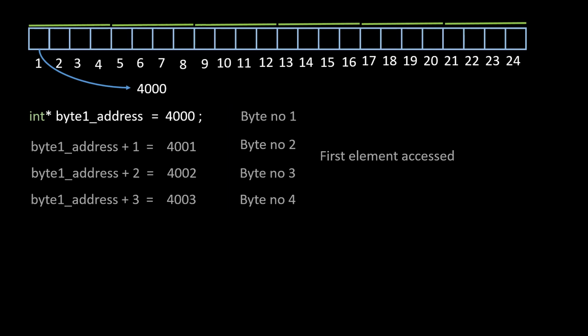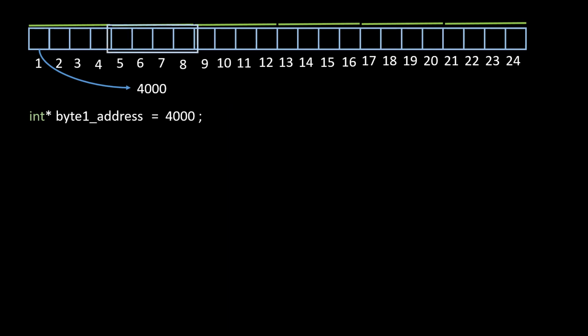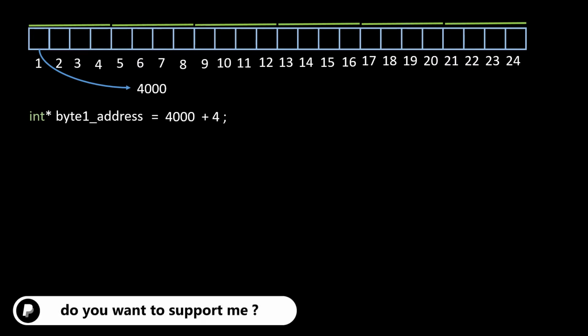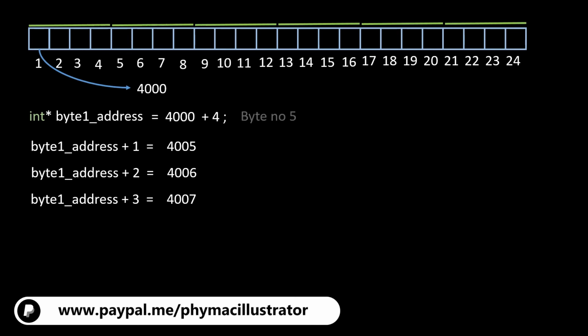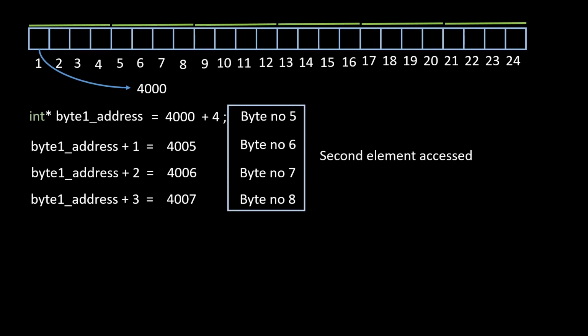In a similar way, if you want to access the second element of our array, we have to assign the address of the first byte of our second element to our byte1 address pointer. And to access the second byte of the second element, we have to increase our byte1 address by 1, and so on. Now we can access all the bytes of the second element, byte number 5, byte number 6, byte number 7, byte number 8. Now all these 4 bytes will make up our second element, and it is now accessed.